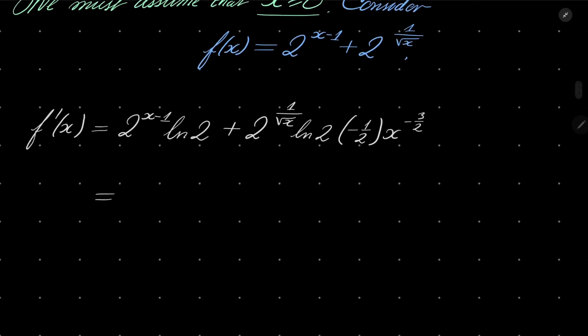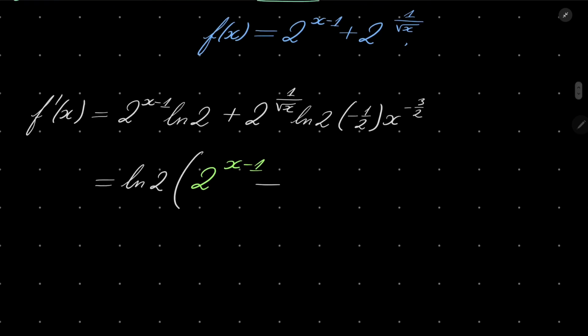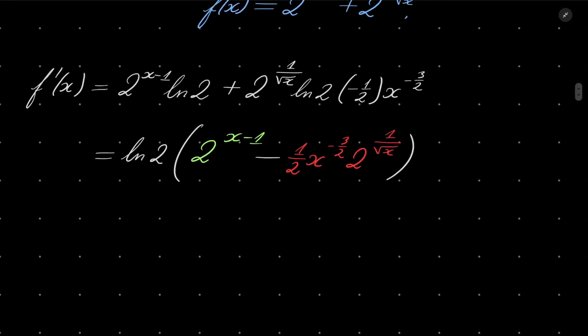And now let's maybe simplify it a little bit. We have natural log of 2 times 2 to the power x minus 1 minus, minus what exactly? Minus 1/2 x to the power minus 3 over 2, 2 to the power 1 over square root of x. Okay. Now, we wish to find on which intervals this derivative is positive, on which intervals it's negative.